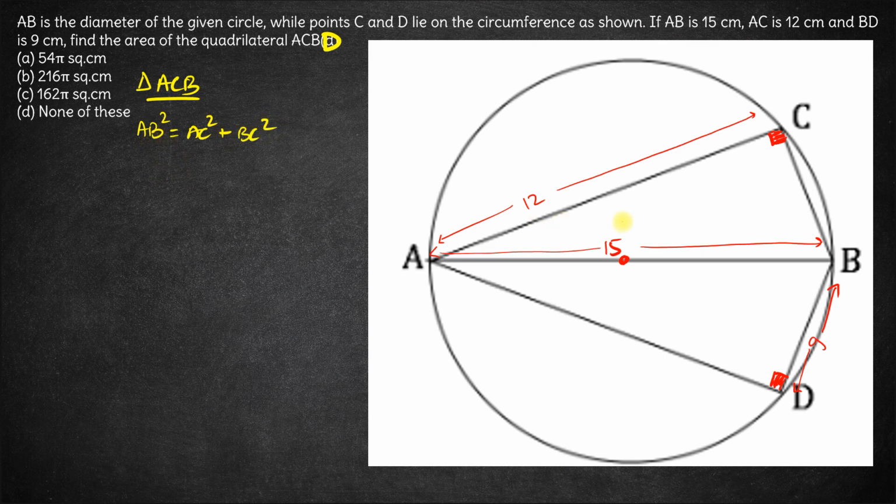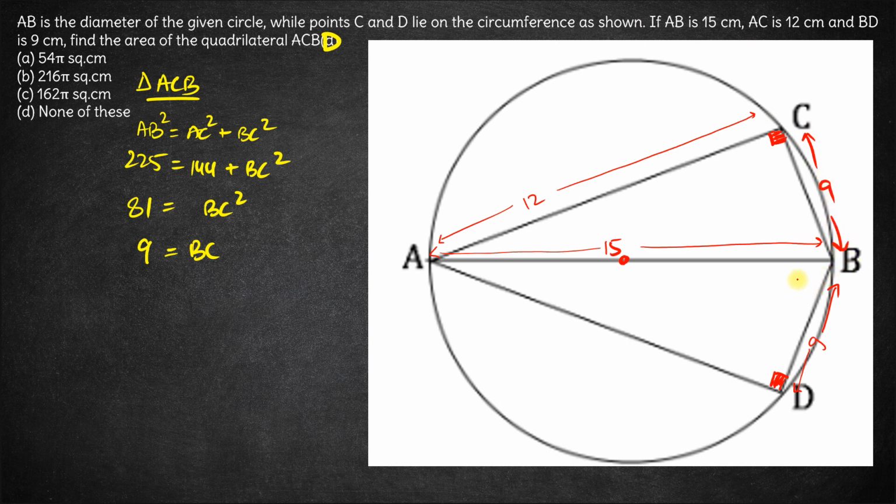AB is 15, so 15 square is 225, which is AC square, which is 12 square is 144 plus BC square. So from here we have BC square is 225 minus 144, which is 81. That means BC will be 9. Taking square root on both sides, BC comes out to be 9. So BC here is 9.